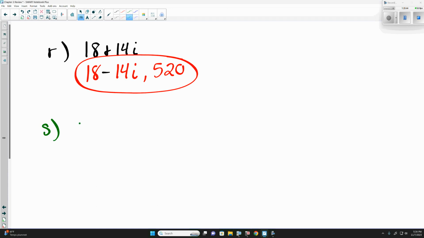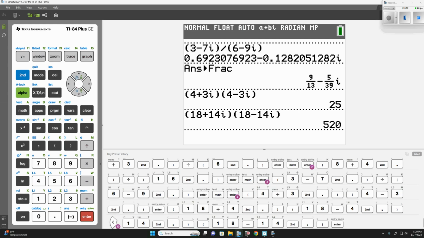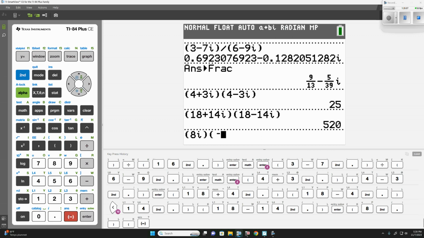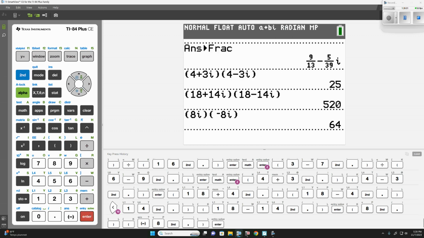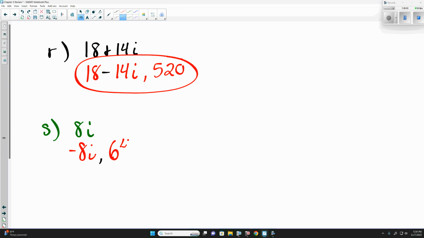S, 8i. Well, its complex conjugate is negative 8i, because we're just changing the sign in front of i. So we can say 8i times negative 8i is 64. So the answer for this is negative 8i for the complex conjugate, and its product is 64.